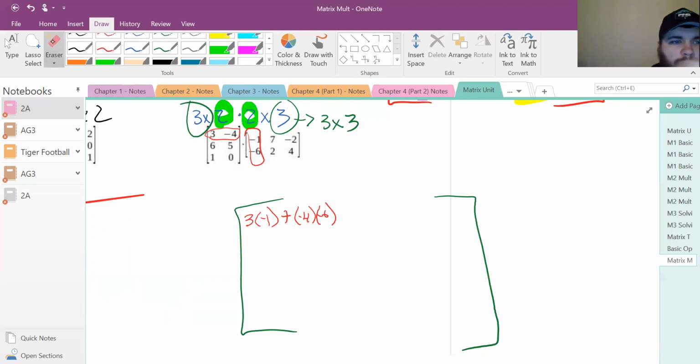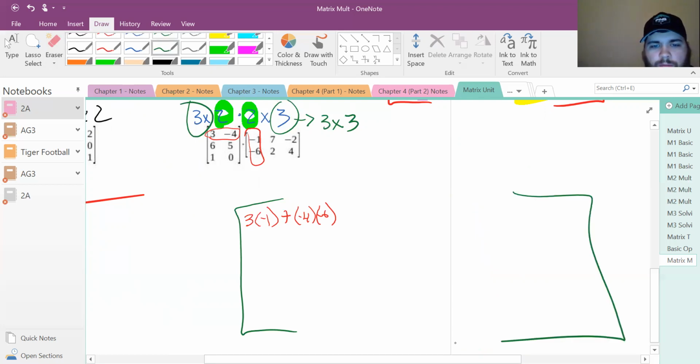Okay, I'm already going to run out of room. Let's give me a ton of room, and I'll try to use different colors so you guys don't get confused here. So next entry, we have the first row multiplied by the second column now. So we have 3 times 7, plus -4 times 2.